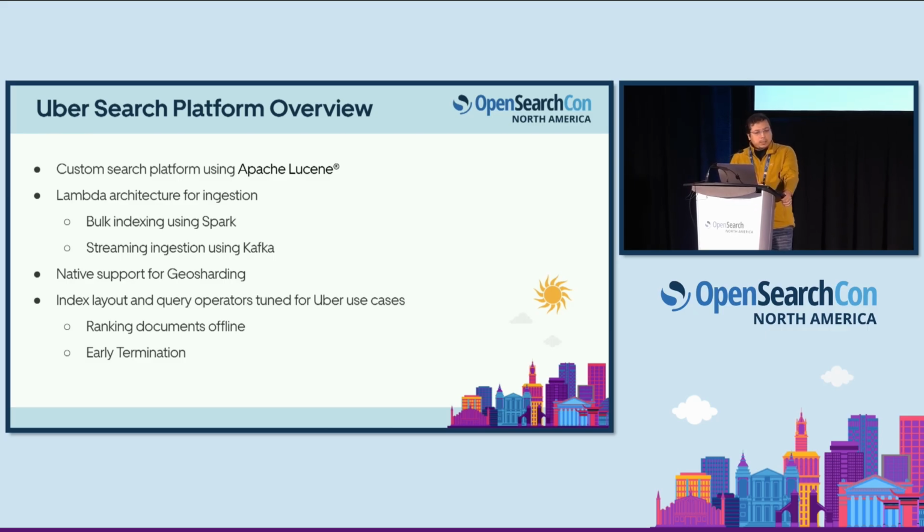The current search platform is a custom solution built using Apache Lucene. It's a Lambda architecture for ingestion, which means that bulk ingestion is done using Spark, and the streaming ingestion is done via Kafka. The system today provides native support for geosharding. And the system also provides interesting index layout and query operators tuned for Uber use cases, and I'll go deep into it as we go in the subsequent slides.